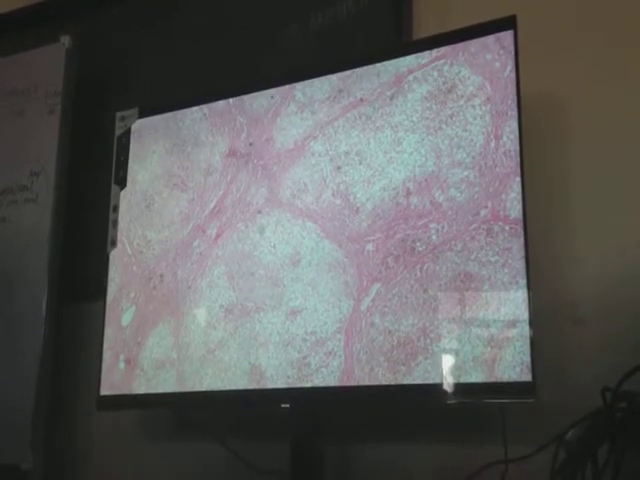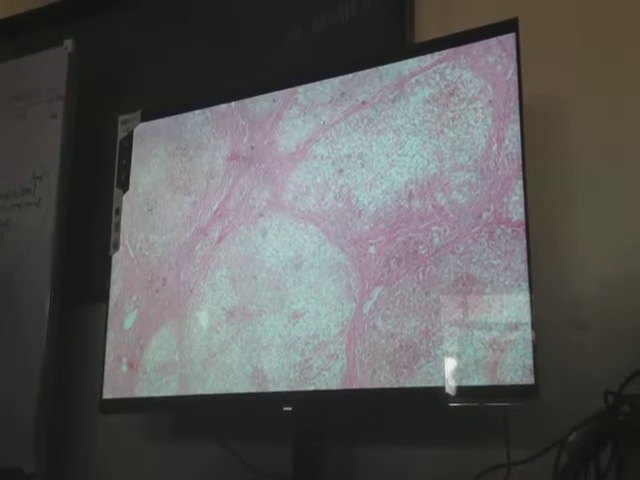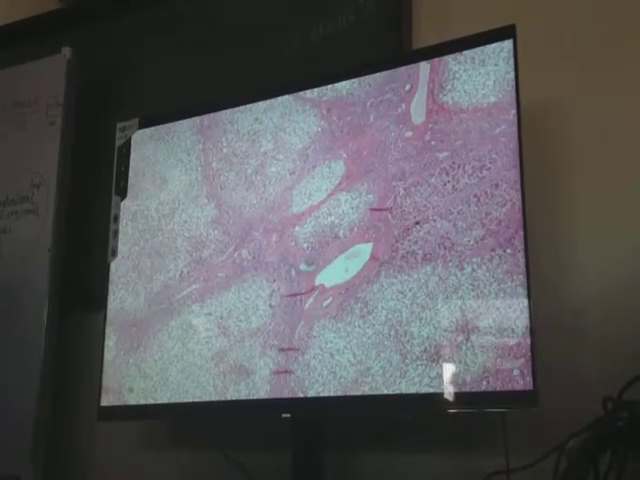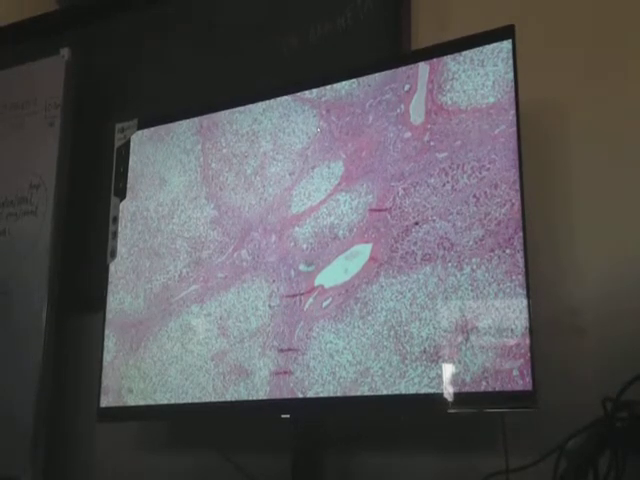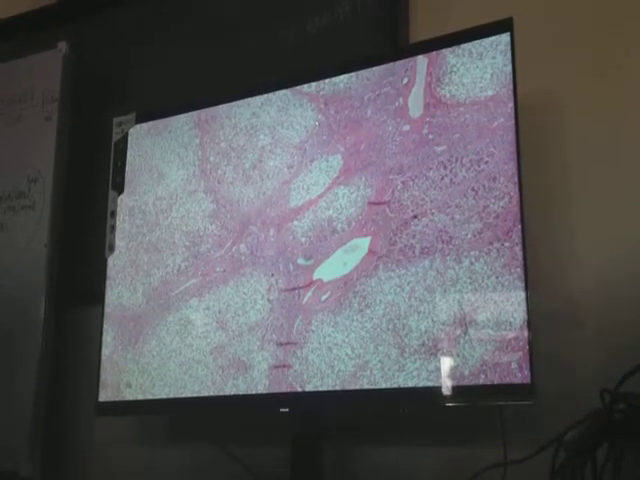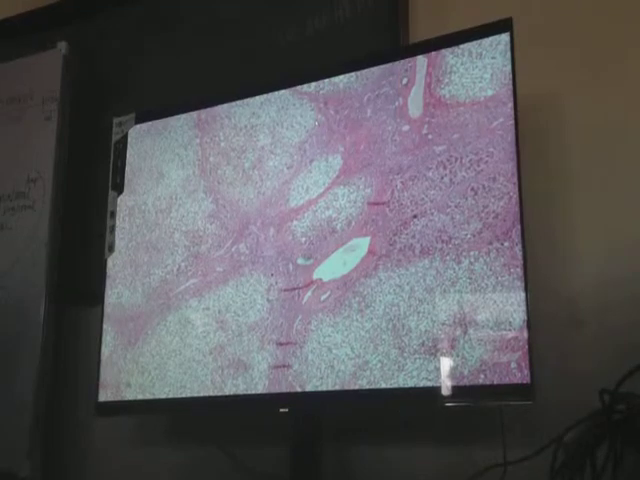Hepatitis, steatosis, and cirrhosis. All of which are the spectrum of morphologic abnormalities that will develop in chronic alcoholism or in alcoholic liver disease.